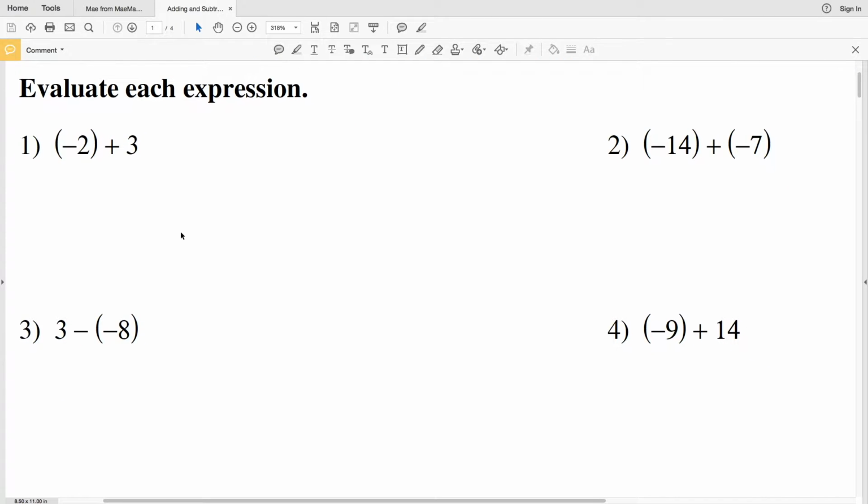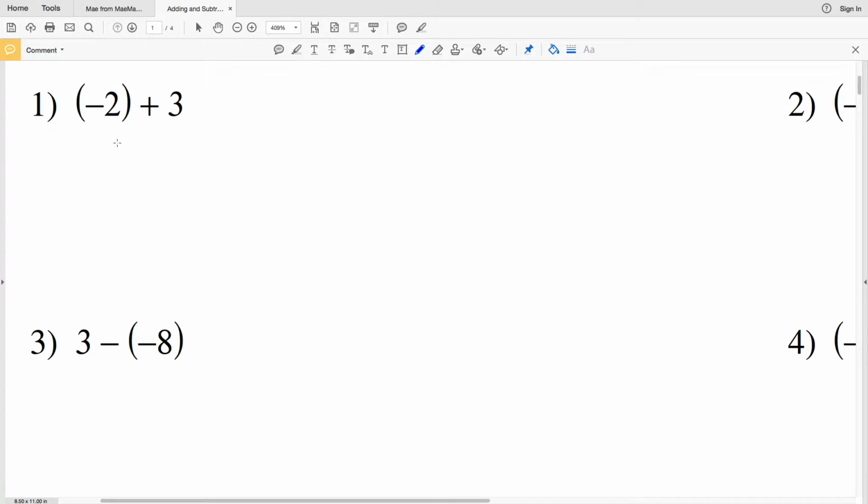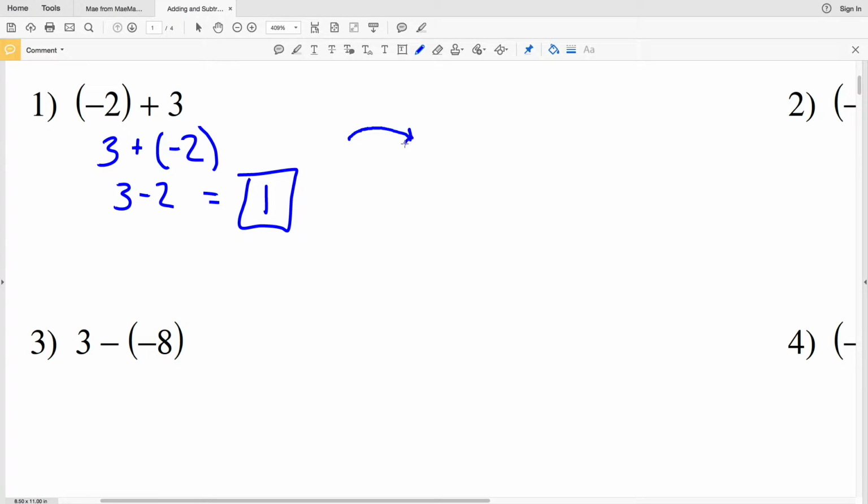So we have to evaluate each expression. Number 1 says negative 2 plus 3. We can rewrite this, since addition is commutative, as 3 plus negative 2. When you add a negative, you're really subtracting the positive. So this is the same thing as 3 minus 2, and that's going to be a positive 1. You can also think of it on the number line: you're starting at negative 2, and you're moving 3 units to the right from that negative 2, and you'll land on a positive 1.